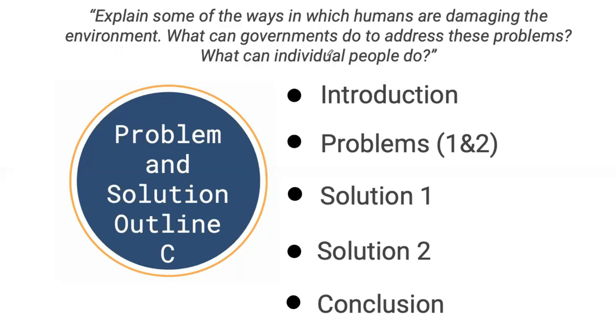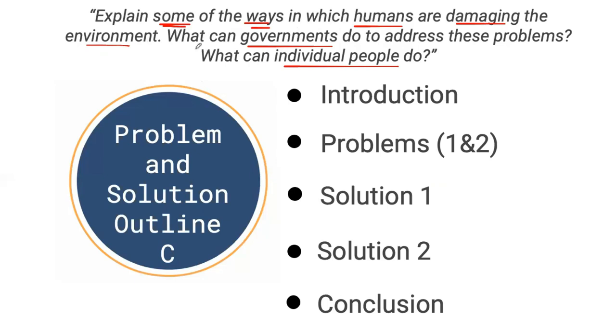So in this case, the question has already presented two different parts of both the problem and the solution. So the problem here is that humans are damaging the environment. And you have to think of what governments can do and what individual people can do. And don't forget, it also says, explain some of the ways. So when it says some of the ways or some of the measures, keep in mind that they are wanting you to discuss more than one. Some is always more than one.